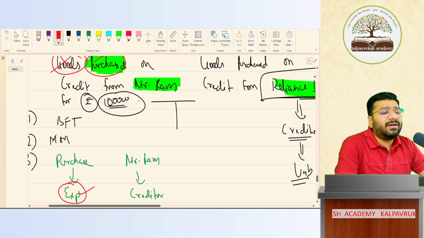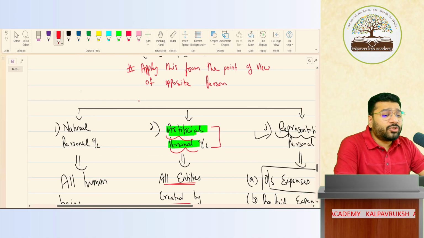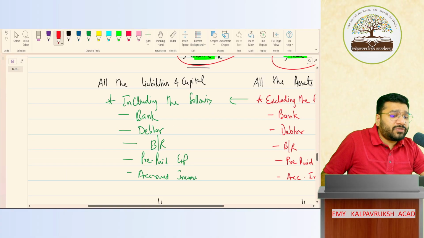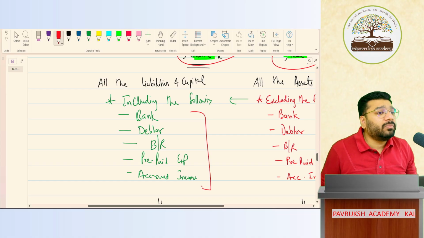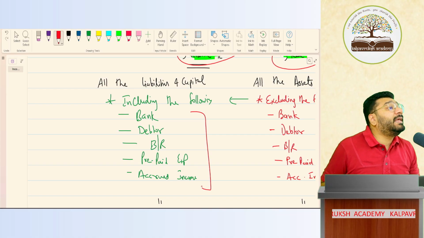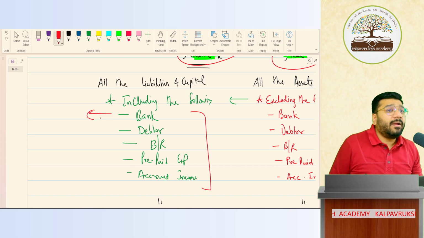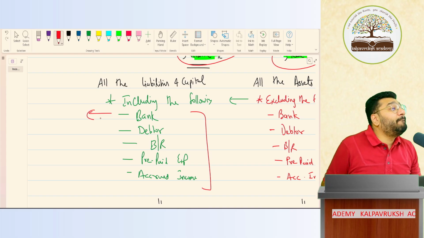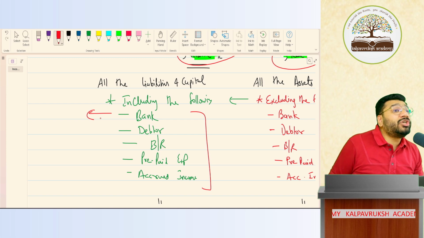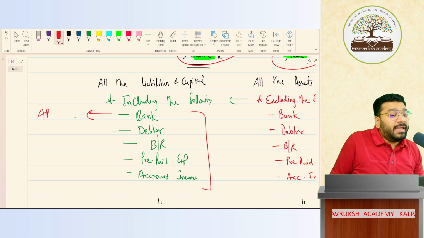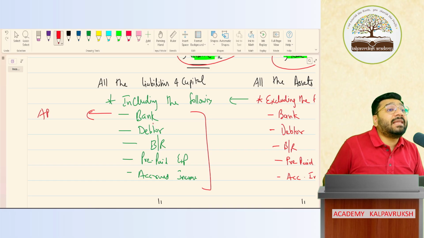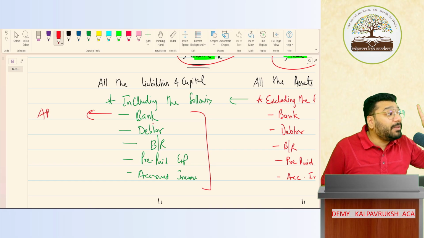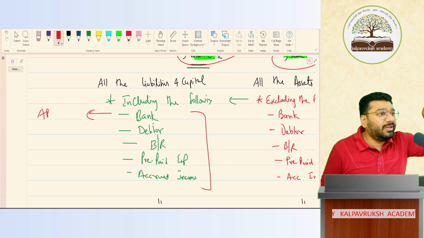Now the question is, sir, those 5 items are there, no? Why were these assets removed from real account? First, let's talk about bank. Bank is an entity. It is an artificial personal account. Hence, bank is removed from real account. It is taken to the personal account. Where in personal account? Artificial personal account. Bank can never be natural.